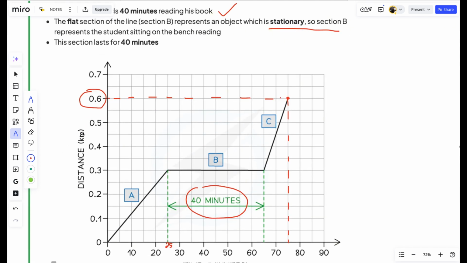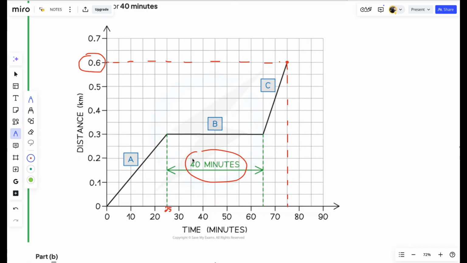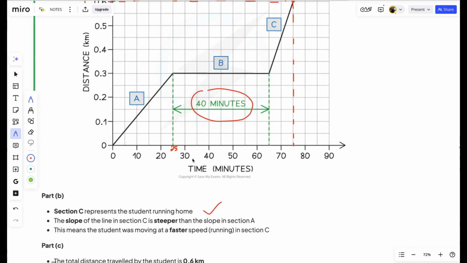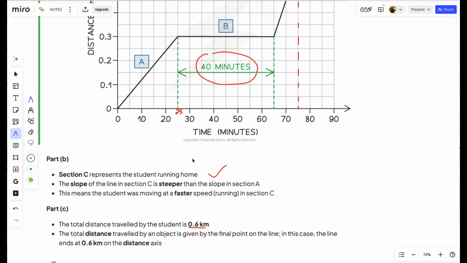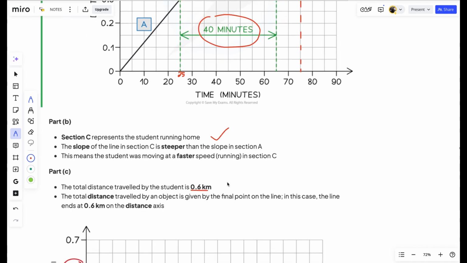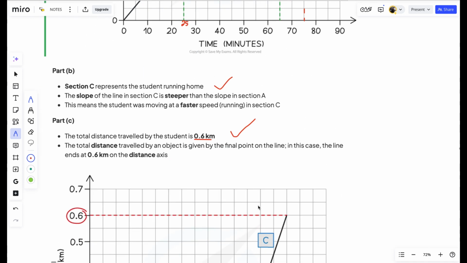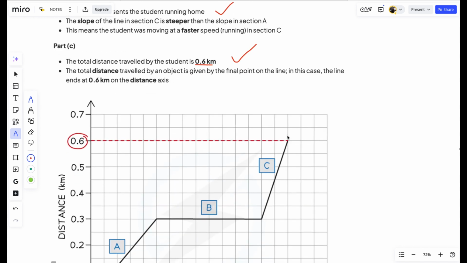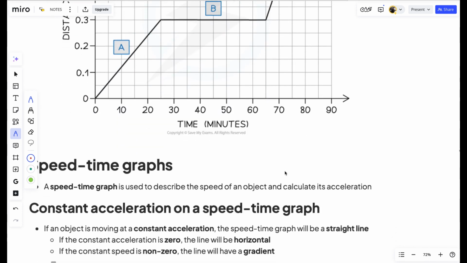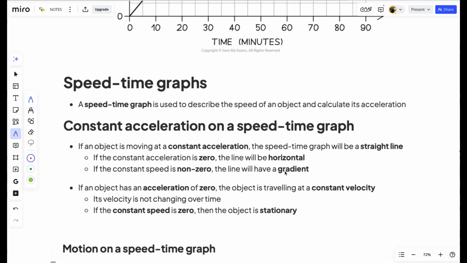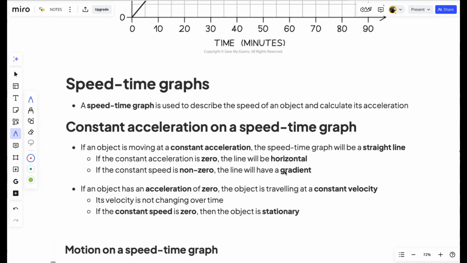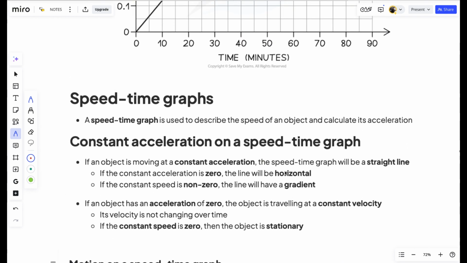You check the unit, and you tell that it's in kilometers. So we say it's 0.6 kilometer. So we say the total distance is 0.6 kilometer by the graph. Is that okay? This is the tracing, 0.6 kilometer, the highest point. Okay, so that's for that. Now we go to the speed-time graph, the second part of this section.